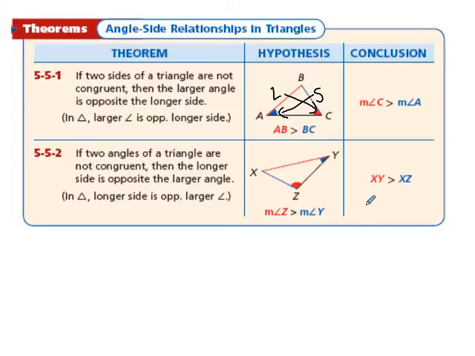The converse works as well. If two angles of a triangle are not congruent, then the longer side is opposite the larger angle. So my hypothesis is that Z, that's my biggest angle, is bigger than angle Y. So the side opposite Z is the largest side, and the side opposite Y is the smallest side. Take a minute, pause your video if you need more time to copy that down.